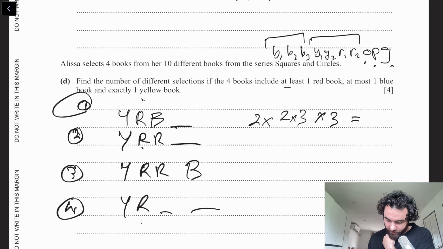So for this first one, we have 1 yellow, 1 red, and 1 blue secured. Then we have 2, 4. 4 times 3 is 12. 12 times 3 is 36.